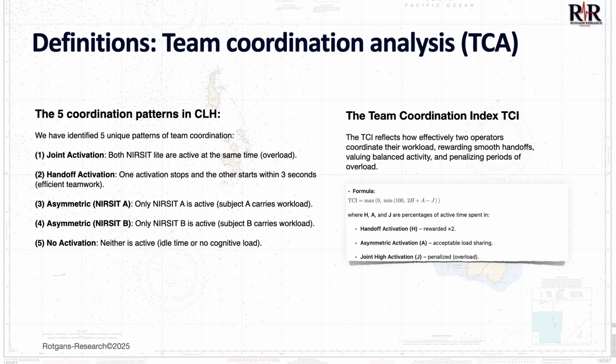The TCI is designed with operational logic in mind. It rewards handoffs because they represent efficient distribution of workload. It values asymmetric periods since they show one operator carrying the load while the other is free to monitor or prepare. And it penalizes joint activations because overload is a risk factor in complex tasks. The final result is a score between 0 and 100. The higher the score, the better the crew managed to share and balance their mental workload over time.